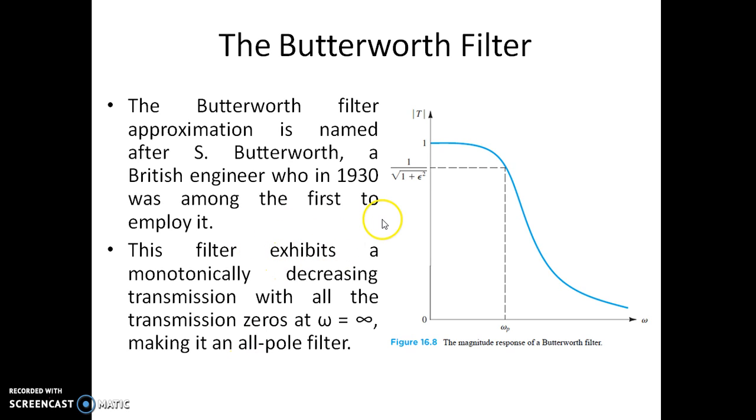This is the frequency response of a Butterworth filter. As you can see, it is not touching the x-axis, so this is an all-pole filter, and this is the Butterworth filter response for a low-pass filter. At the passband edge, omega p, we have a magnitude of 1 over the square root of 1 plus epsilon squared. It has a magnitude of 1 at DC, and it keeps on reducing. This is monotonically reducing as the frequency increases.